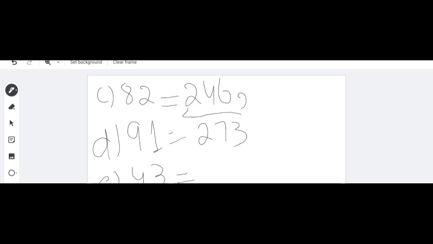129. Okay, can we use 129 here? No, ma'am. 43 into 4. 172. Can I use that? No, ma'am. 43 into 5. 215. Two hundred and fifteen. Yes, we can use that number here because it is above 200. Now 43 into 6.